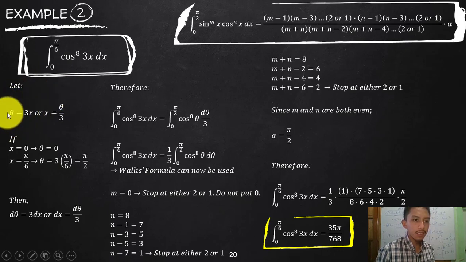So if 3x is theta, then I need to change, since I am changing the variable, I need to change the limit using, of course, my assumption. Okay, so 3x is theta. So all I need to do is substitute your original limit into your assumption so that you will get your new limit. Okay. So if x is 0, that's our lower limit. Substitute there. Theta is still 0. So that is our new lower limit.